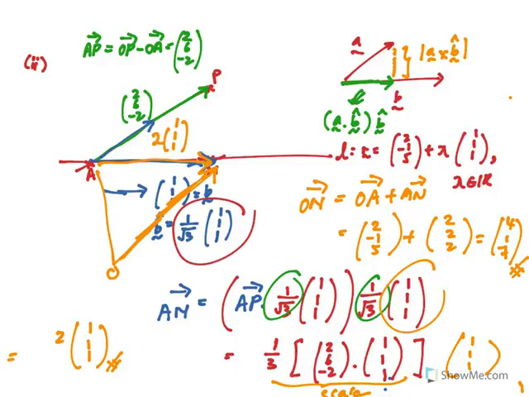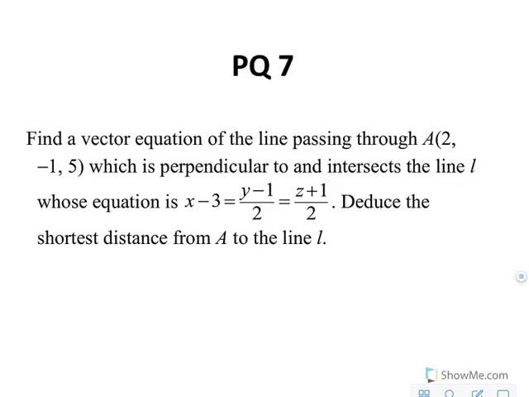Then that's done. Okay, so question 7. Who doesn't know how to do question 7? The vector equation of the line passing through A, 2, negative 1, 5 is perpendicular and intersects the line.